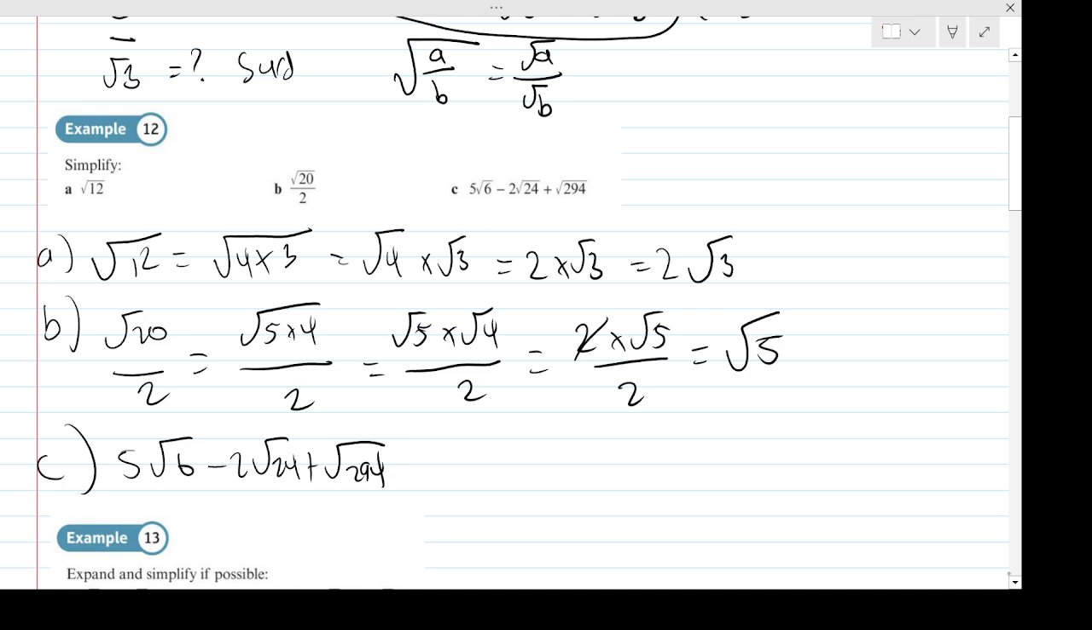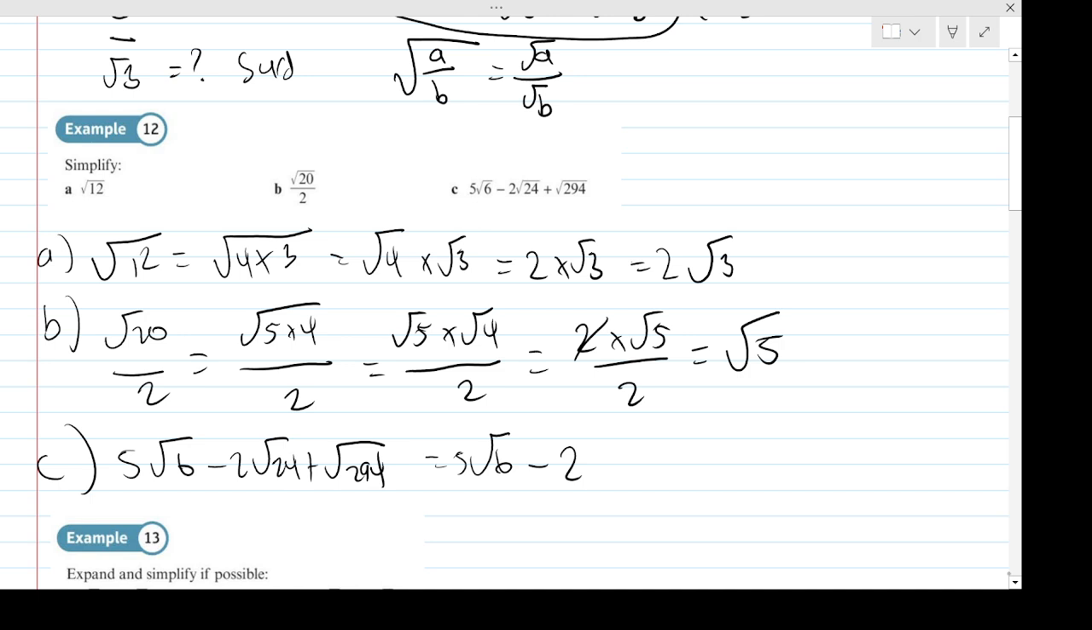So let's have a look at the first one, 5 root 6. Can we simplify that anymore? Well, the factors of 6 are 6 and 1, or 2 and 3, none of which help us, because none of them are square numbers. So we're going to leave 5 root 6 where it is. Then what about 2 root 24? Well, let's leave the 2 there.